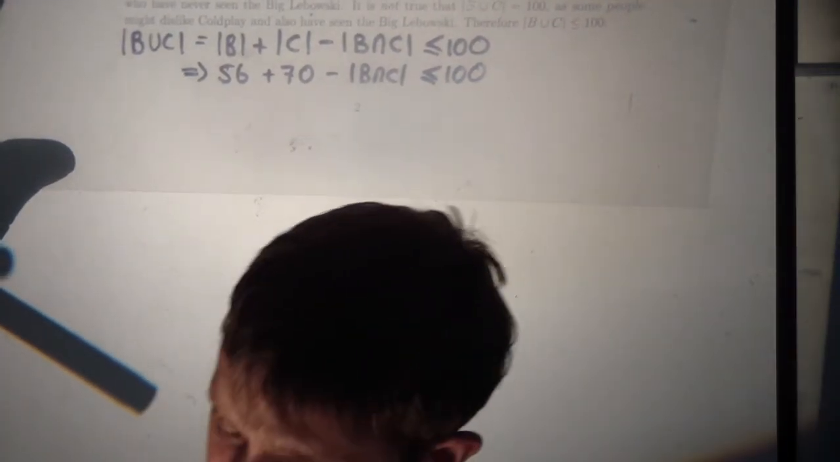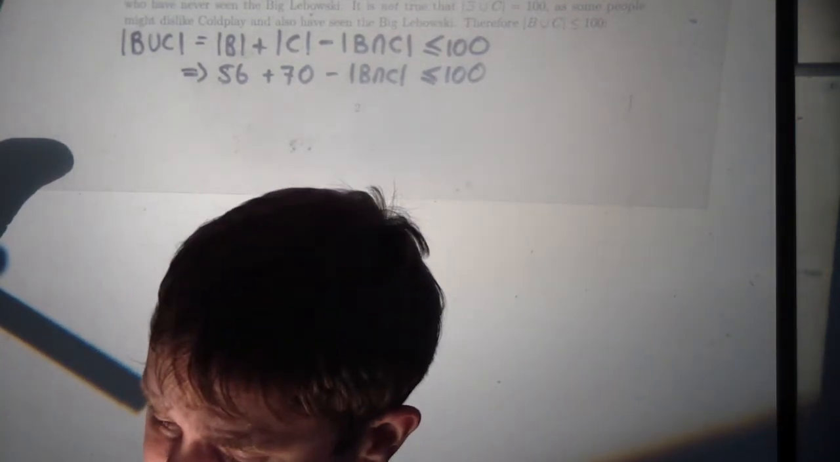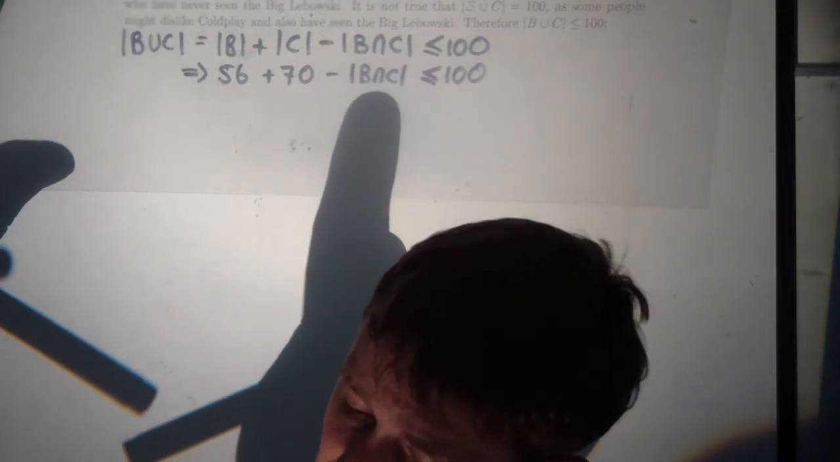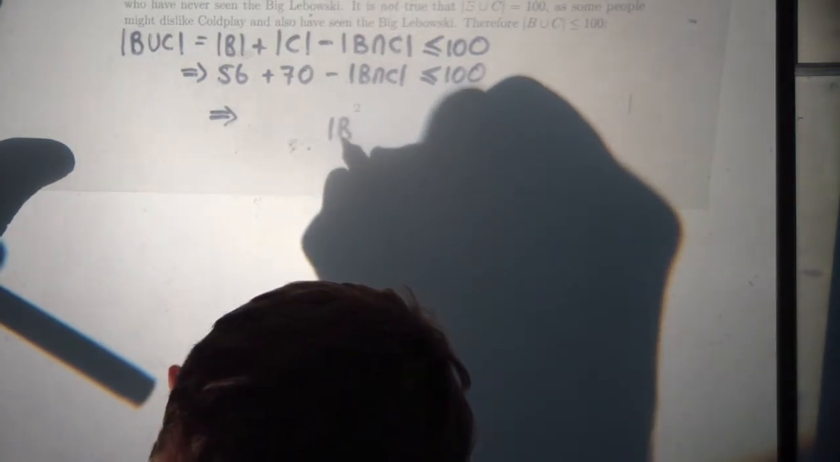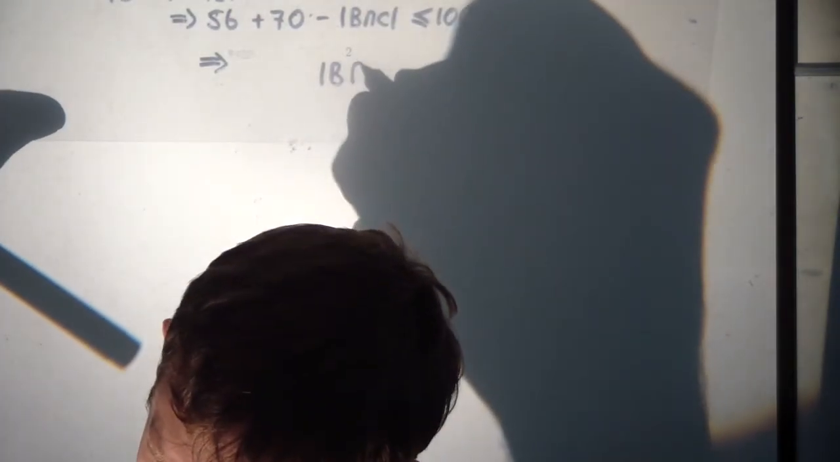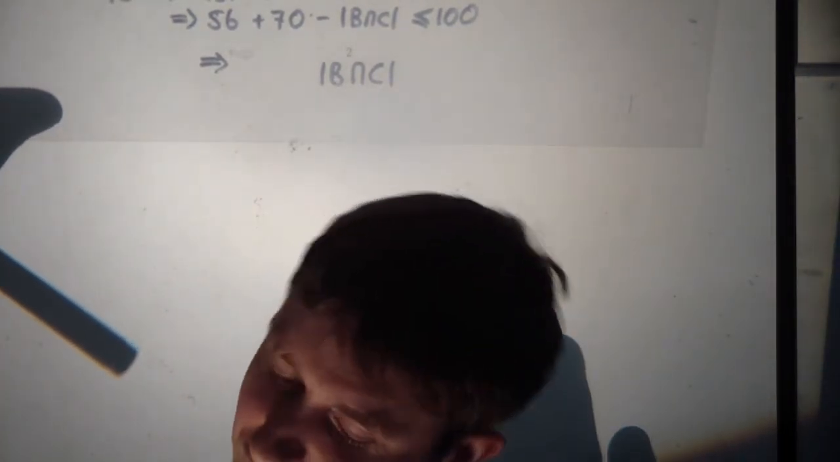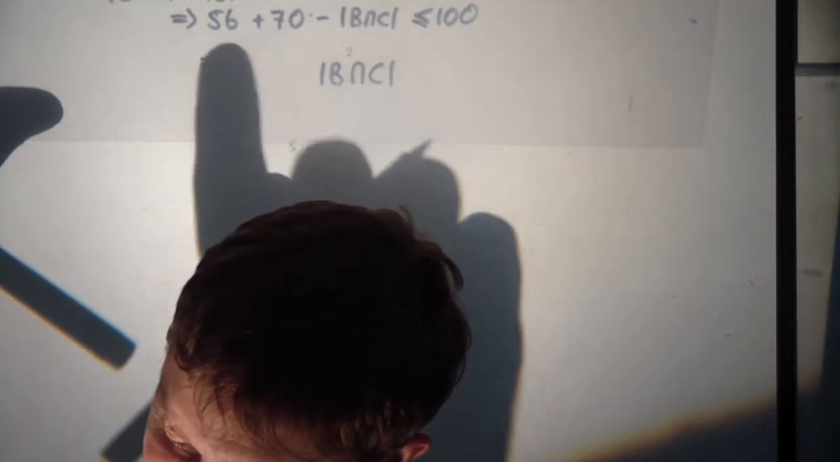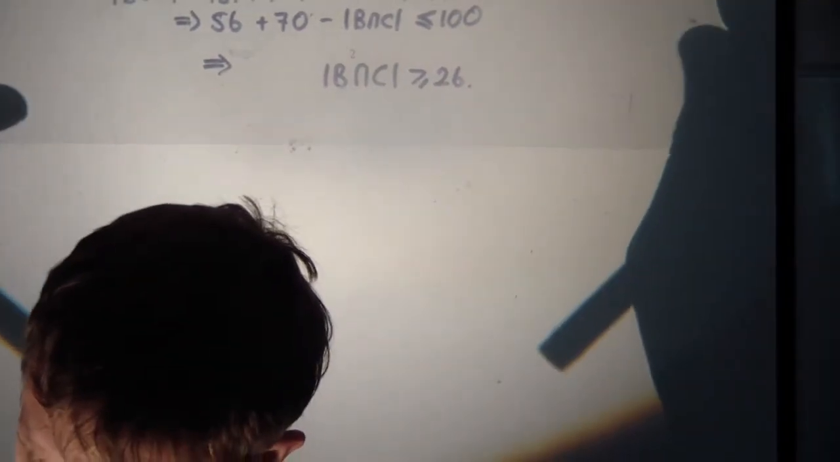And what we can do with an inequality is add the same thing to both sides, take away the same thing from both sides, and it will still remain an inequality. So in particular, I can add this to both sides and take away this. And if we do that, we'll find that the number of people who haven't seen The Big Lebowski and admit to liking Coldplay would be, this is 126, greater than or equal to 26. Something like that. Now it could be larger. You could put a maximum on it, but that's all we can say.